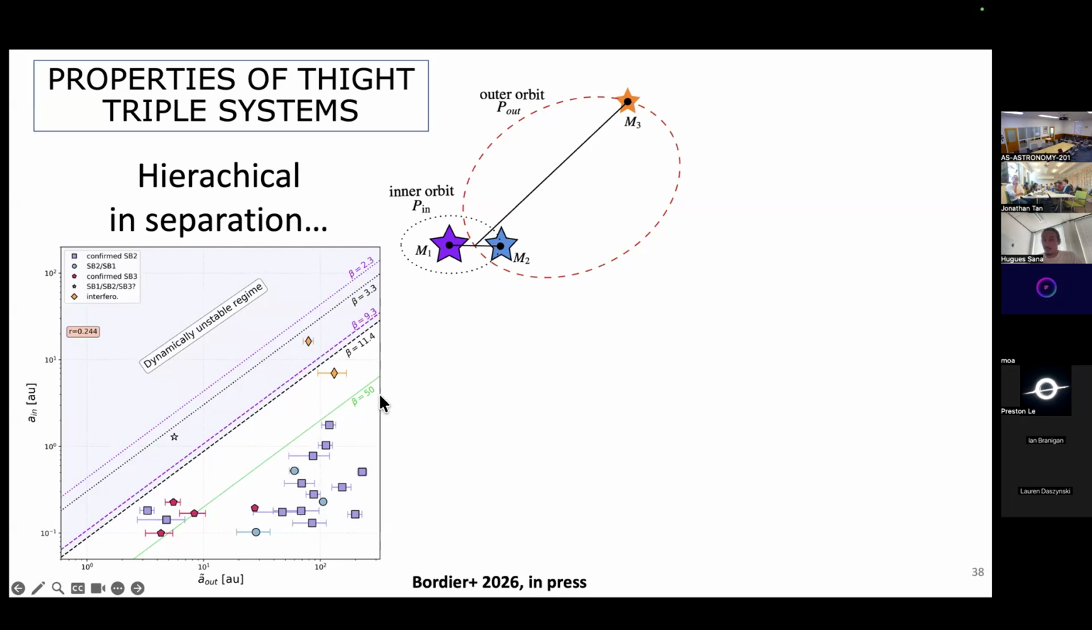But what we see is that we are much further away. There are very few systems that are close to the stability criteria. So either the stability criteria have been underestimated, they've been too strict, or nature doesn't form stars in that region for some reason.